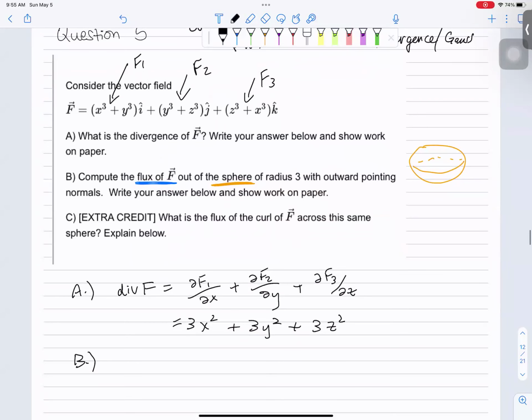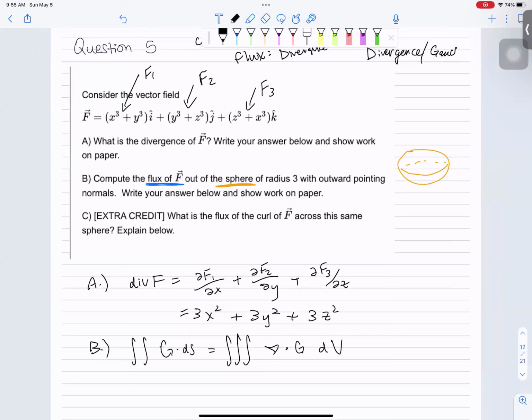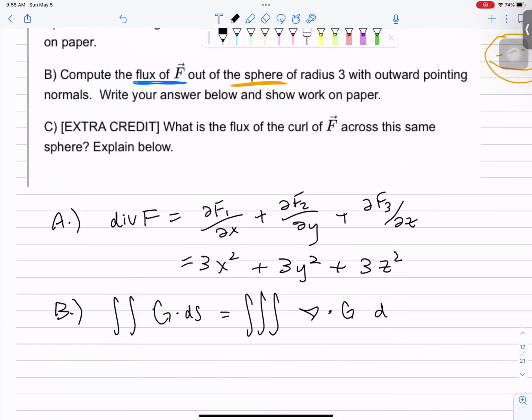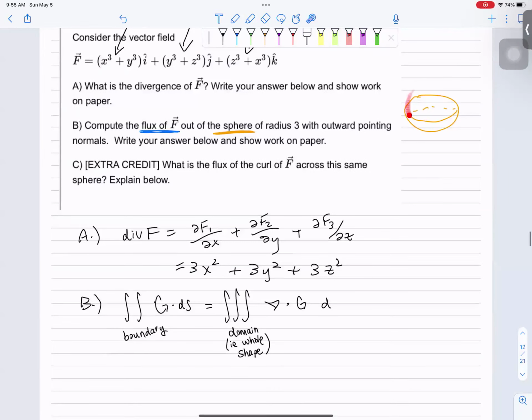Okay, so if I want to compute the flux of F, what does the divergence theorem say? It says that the integral of some field dS equals the triple integral of the divergence of that field dV. Where this is over the boundary, and this is over our domain, i.e. the whole shape, meaning the whole sphere.